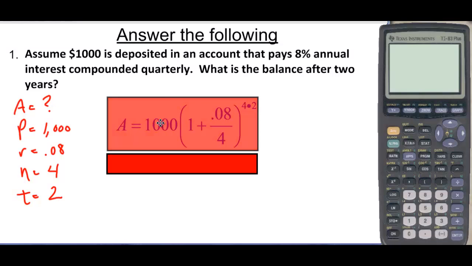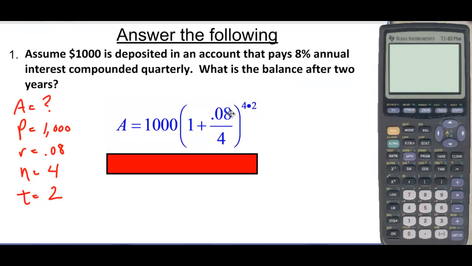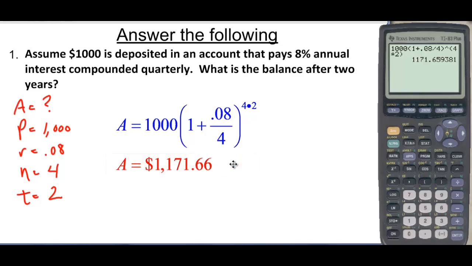So the first thing we're going to do is substitute each of those parts into our equation. Into the P, the R, the N, and our exponent is N times T. So that would be 4 times 2. So all you're going to do is type it in exactly how you see it into your calculator. So I'm just going to type in 1,000 parentheses 1 plus 0.08 divided by 4 raised to, now if you don't know 4 times 2 is 8 or you don't want to do that, you just have to be very careful to do parentheses for my exponent 4 times 2. Okay, I'm going to hit enter. And since it's money, we're going to round to 2 decimal places, so I get $1,171.66. And that's all you have to do.